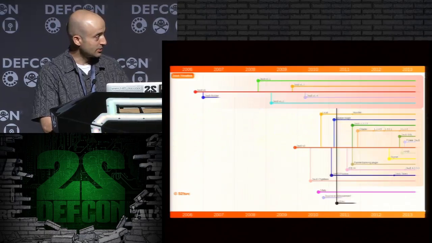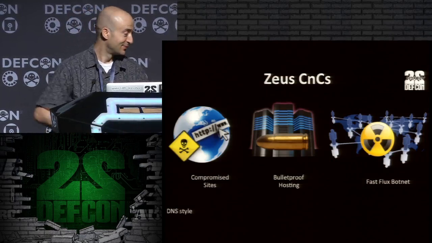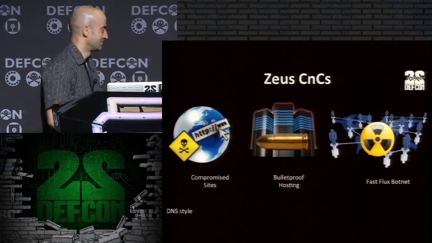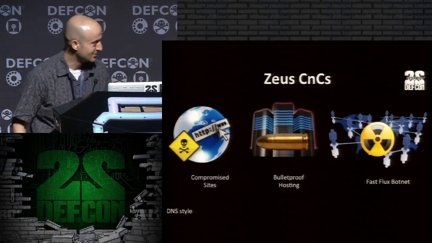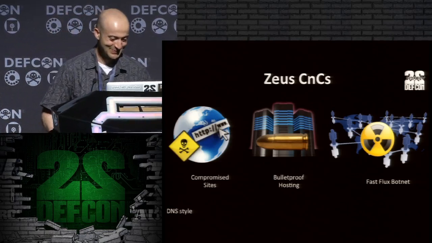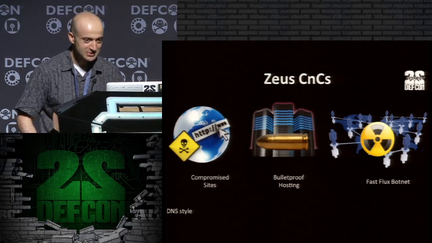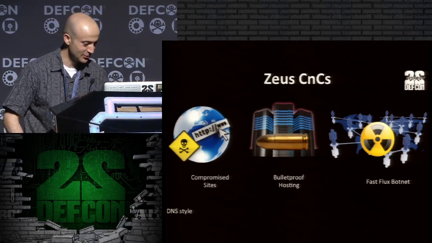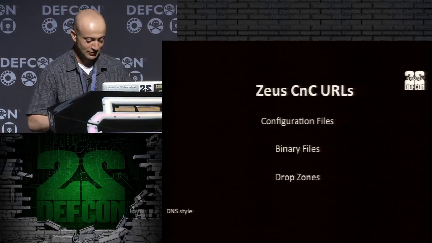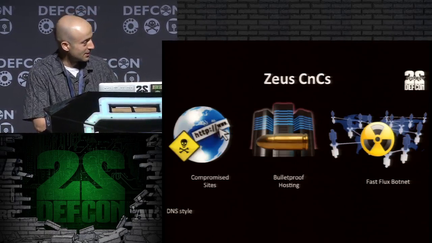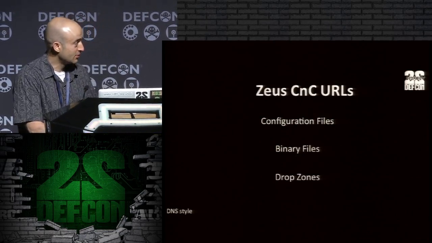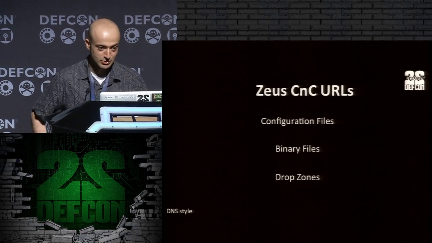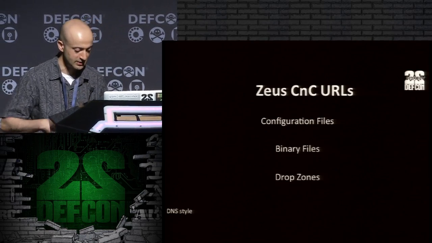Yeah, we were talking about Zeus. Move on. I'll call it Venus. Okay, Venus. We are in Vegas, so we're dealing with a lot of Venuses. So Venus has a lot of CNCs. They're hosted on compromised sites, bulletproof hosting providers, and also fast flux botnets. And that's the focus of today. Now, Venus also delivers CNC URLs, config files, binary files, and drop zones.